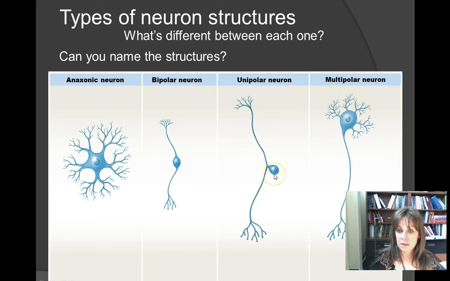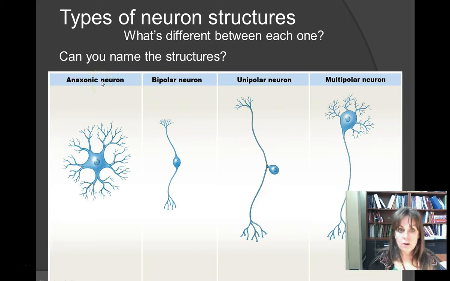The one where the cell body is off to the side is a unipolar neuron. You can even think of that: you've got one long extension that's just not interrupted, so uni. Here's bipolar. This is the one where the cell body's right in between 2 long extensions. And this one is called anaxonic. An meaning without, and then axon. So the name literally means without an axon.